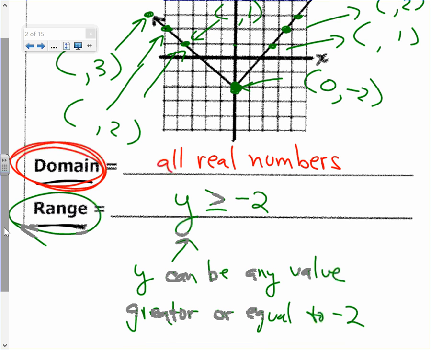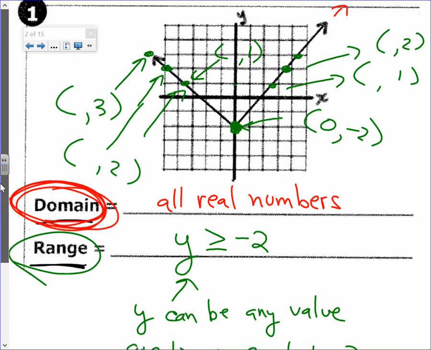So I use the red marker for domain. When I looked at the domain, I just looked at the x-axis. And I was asking myself, what values can this function take for x, just the x number line? For the range, I just looked at the y-axis, and I asked myself, what values can y take on? Just looking at the y-axis.